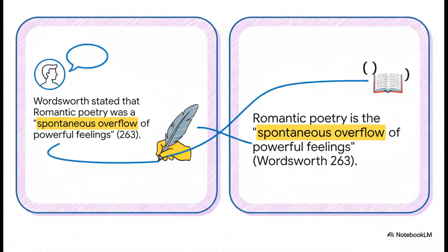On the left, you can see the author, Wordsworth, is already named right in the sentence, so the citation just needs the page number. Easy. But on the right, his name isn't in the sentence, so the citation needs both his name and the page number. See? Same information, just two different ways to do it. You just pick whichever one sounds better in your sentence.